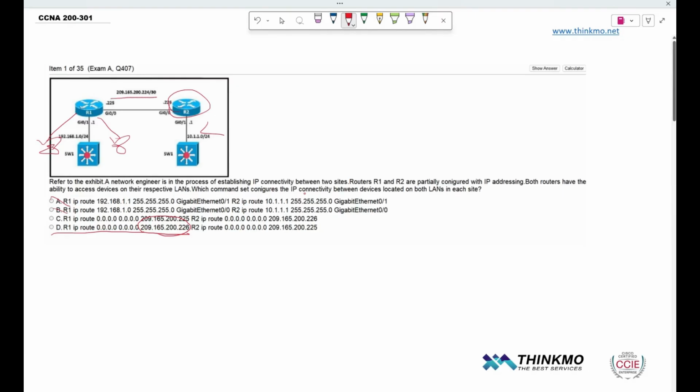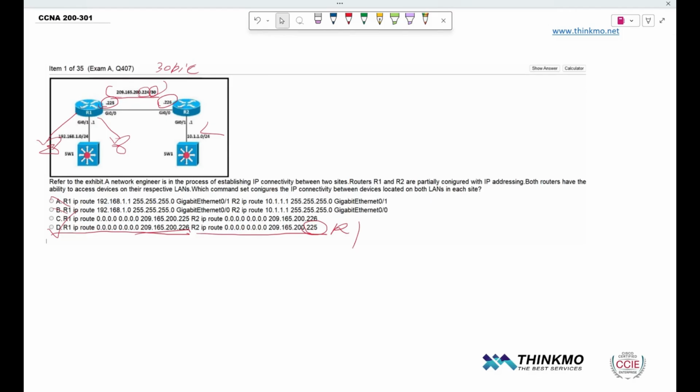209.165.200.226. In other words, the address that connects the two of them, their network number, because this is a 30-bit subnet, the network number is 0.224, and there are only two usable addresses. On my side, it's 0.225, and at the far end, it's 0.226, right? So when I specify the next hop, I mean the far end. And for R2, when it specifies the next hop, it means R1. The correct answer is D.